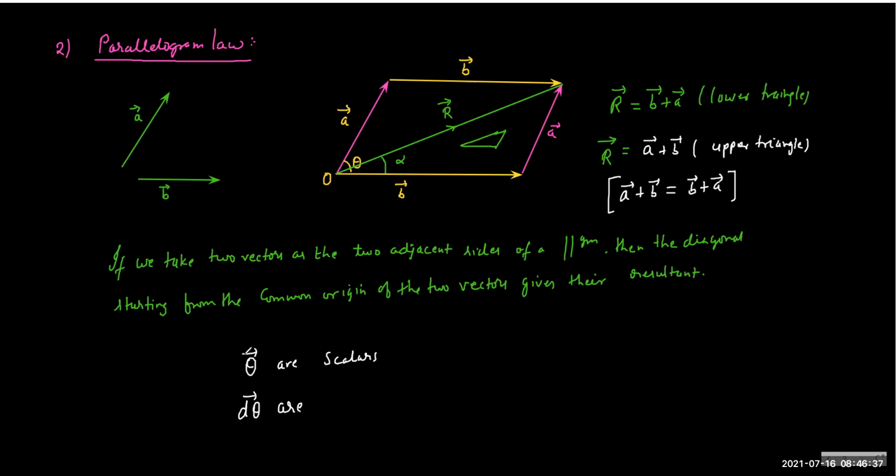So this is not a vector. So theta are scalars and d theta are vectors. So why do elementary angles become vectors? That is what we are trying to prove here. So the big angles are scalars, but the small angles are vectors. That's something mind blowing. Let's see why. To understand this fact, we have to use the commutative law. So for that, I need to do one demonstration.